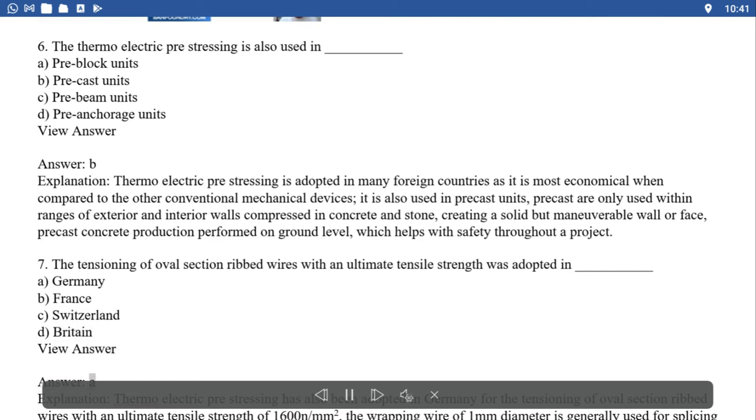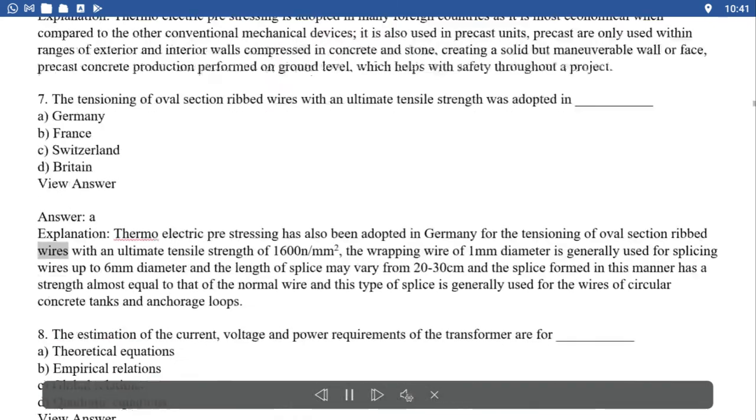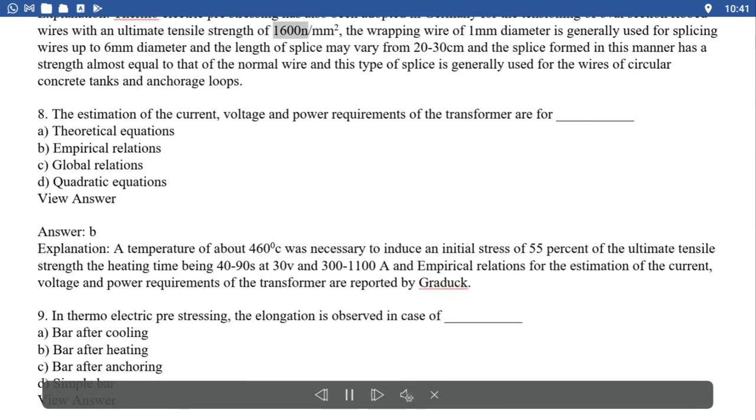Answer: A. Explanation. Thermoelectric pre-stressing has also been adopted in Germany for the tensioning of oval section ribbed wires with an ultimate tensile strength of 1600 N/mm2. The wrapping wire of 1 mm diameter is generally used for splicing wires up to 6 mm diameter, and the length of splice may vary from 20 to 30 centimeters. The splice formed in this manner has a strength almost equal to that of the normal wire, and this type of splice is generally used for the wires of circular concrete tanks and anchorage loops.